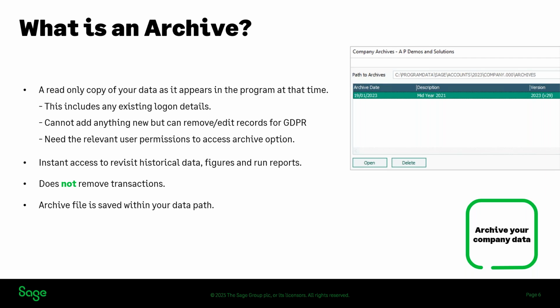An archive allows you to revisit historical data, view figures and run reports. You cannot add anything new, and the only elements that you can edit or remove are records for GDPR purposes, for example customers or suppliers. Please note anything you change in the archive does not update in the live data and vice versa, so anything you change in the live data does not update in the archive.